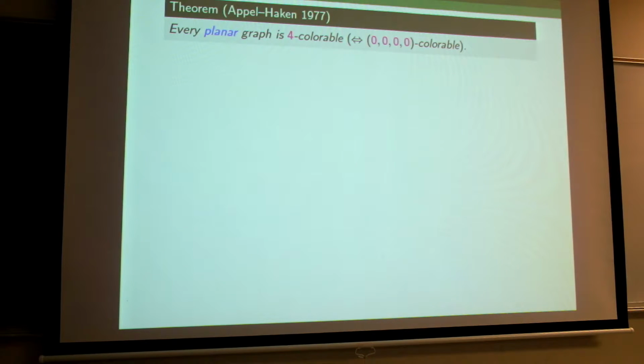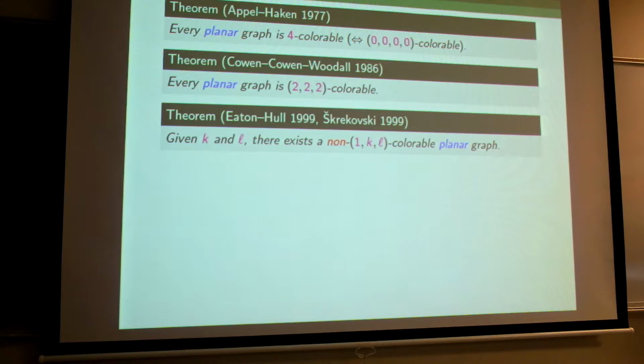So maybe planar graphs are somehow 3-colorable. Maybe they're sparse graphs, so maybe you should be able to partition it into 3 parts and have bounded maximum degree on each part. Maybe not 0, but maybe some small number. And this was proven 10 years after by Cowen and Woodall. They proved that every planar graph is (2,2,2)-colorable.